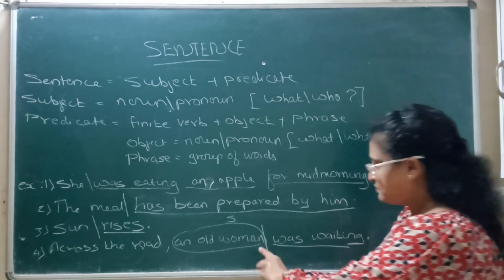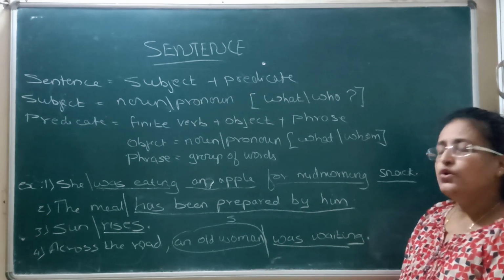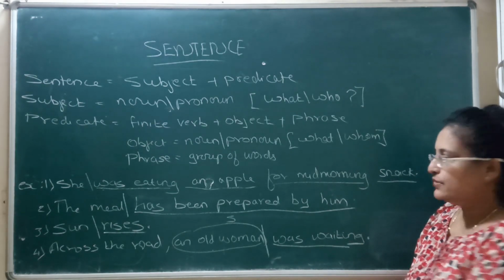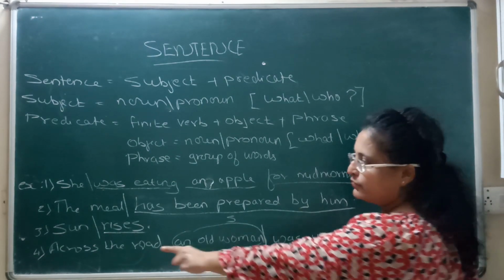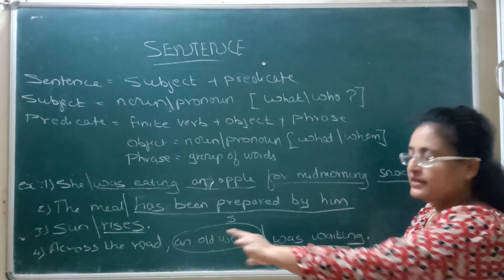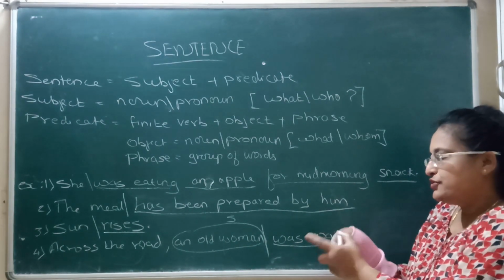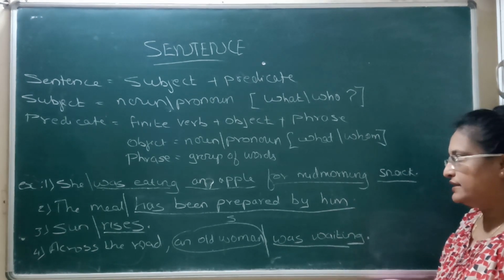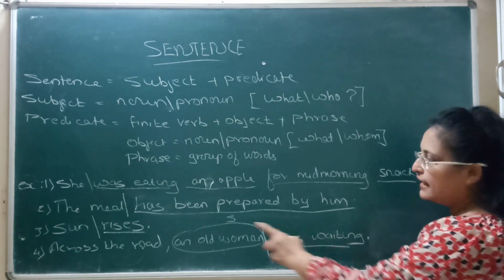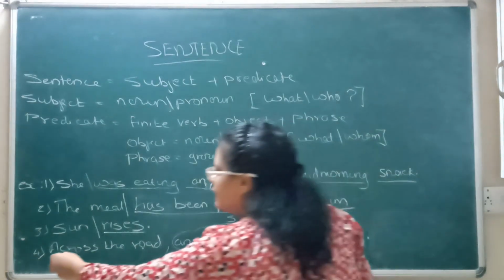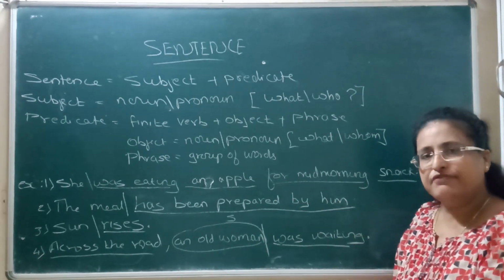Now if you see here, again to confirm whether this old woman is a subject, you answer question, who was waiting? Obviously you get an answer, an old woman. So definitely the subject is an old woman, not across the road. Across the road, here the word order or the prose order is just twisted. Actually it should have been written like this, an old woman was waiting across the road. So predicate is what? Was waiting across the road. So here just that the word order is changed, placed in a different twisted way.